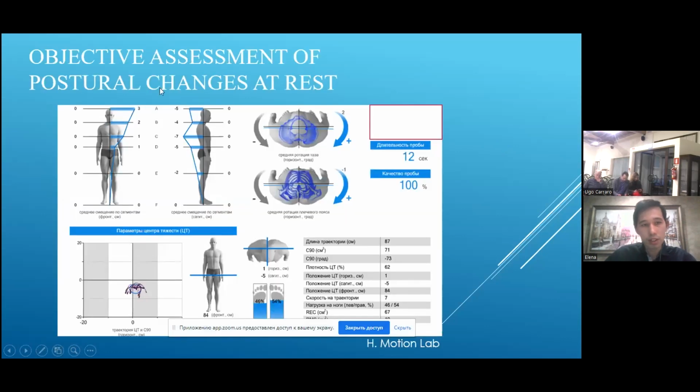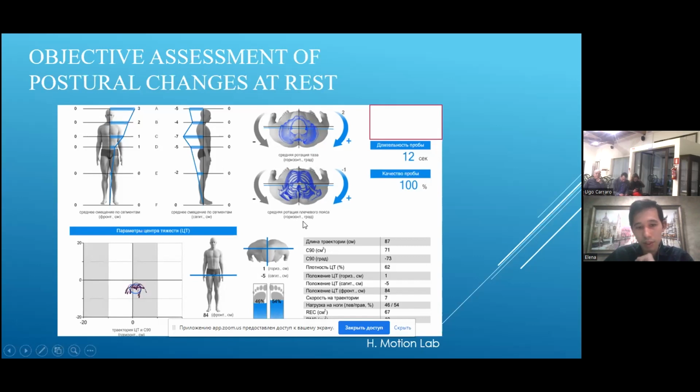Here in the slides, we can see how we assessed postural changes at rest. We can see postural changes in the frontal plane and sagittal plane. We can assess postural changes, pelvic rotations, and shoulder rotations.